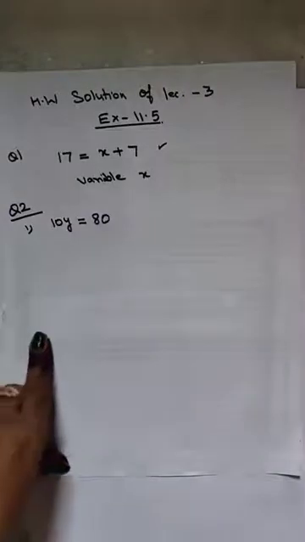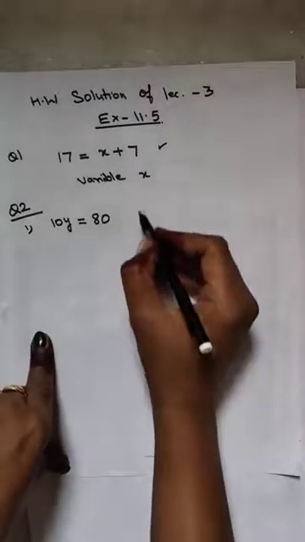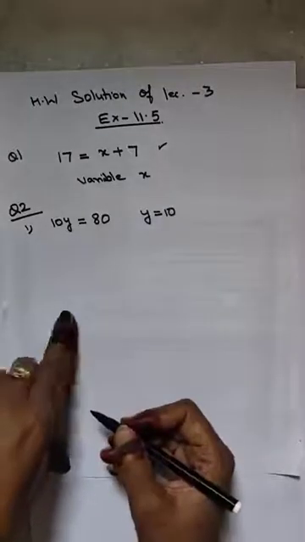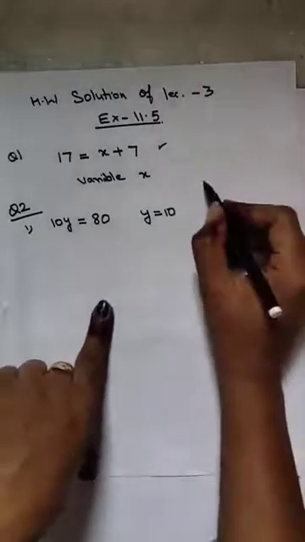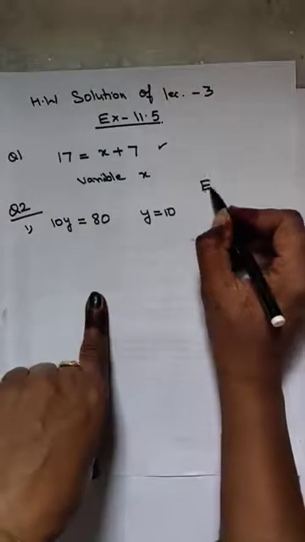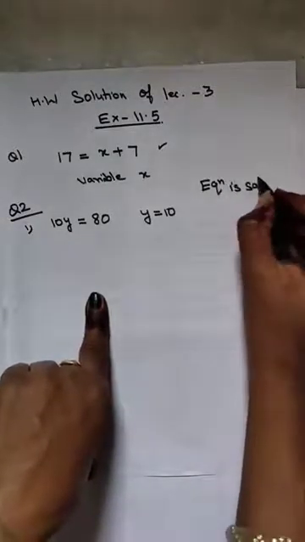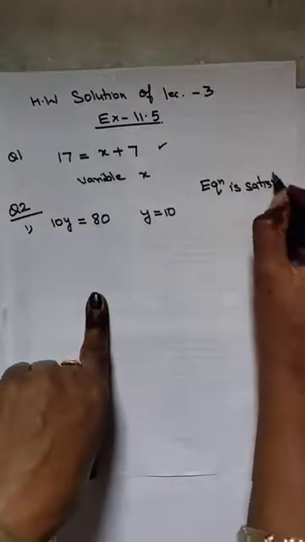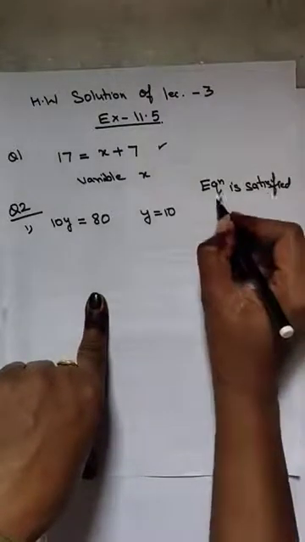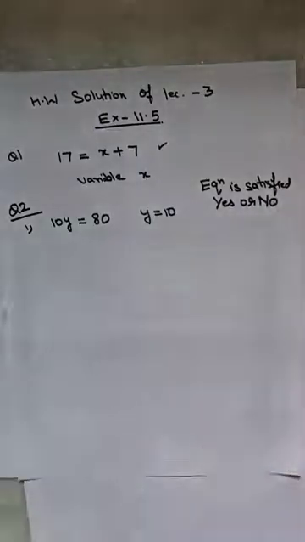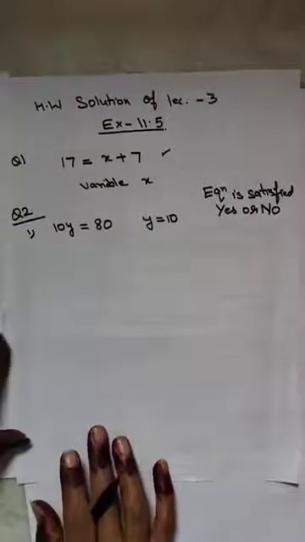This is given. And the variable value is given to you, y equal to 10. Now you have to tell whether with this variable the equation is satisfied or not. Equation is satisfied, yes or no. You have to tell this, whether for this value y equal to 10 the equation is satisfied or not.